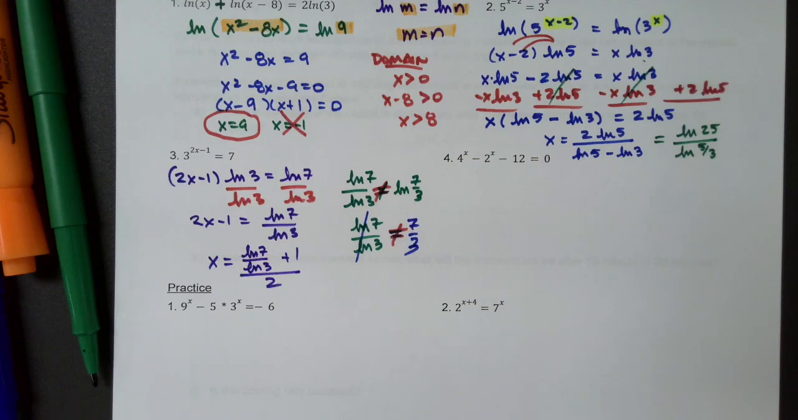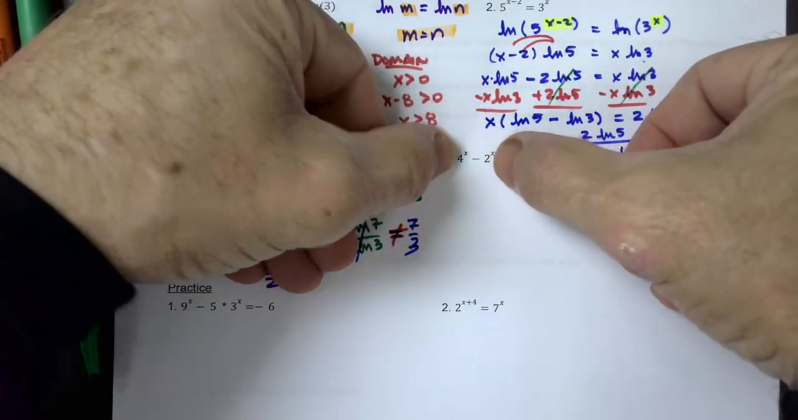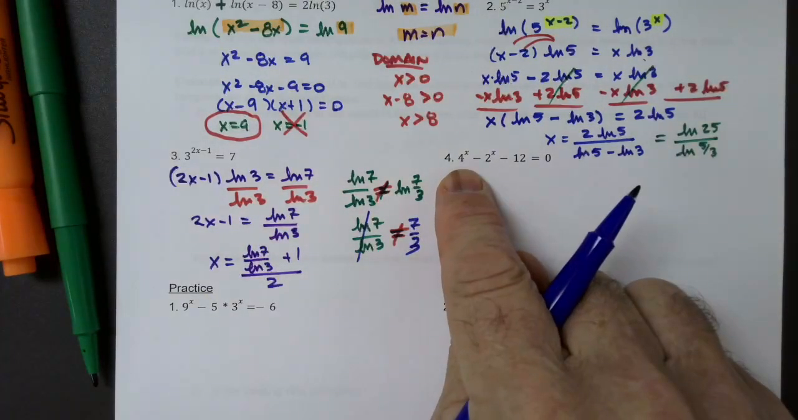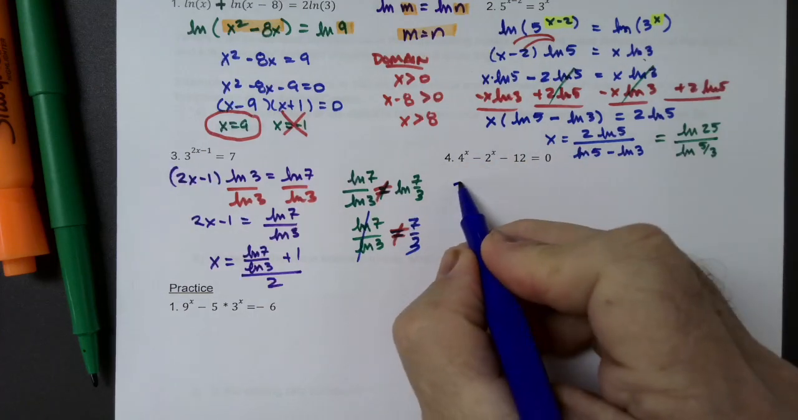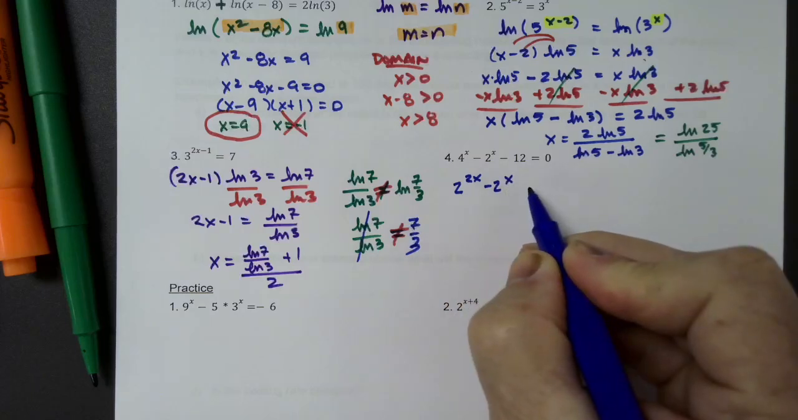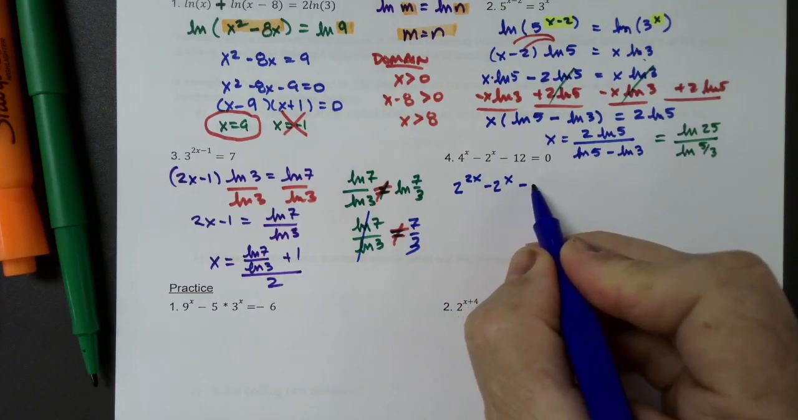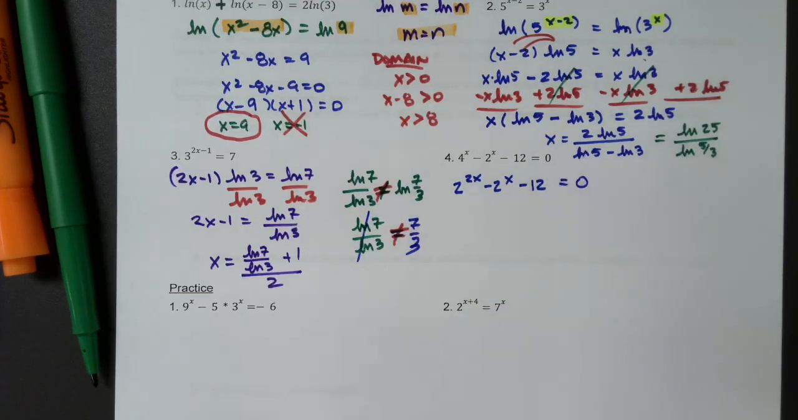Not wanting to take the natural log of both sides here because this whole thing would be inside that natural log. But hopefully you can see there's some simplifying we can do here. Since 4 is 2 squared, we can write 4 to the x as 2 to the 2x, minus 2x, and then we'll put minus 12, and that equals 0.